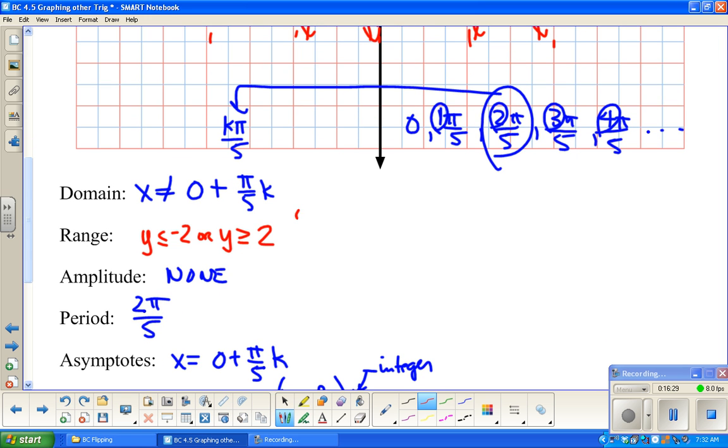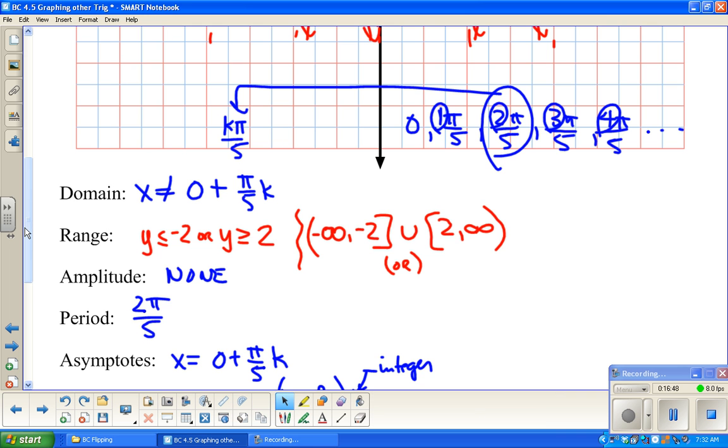If you would prefer, you can write this as negative infinity to negative 2. It includes the negative 2. Infinity is never included. This U thing means "or." If you want to write the word or, you may. And there you go. All right, we've answered everything.